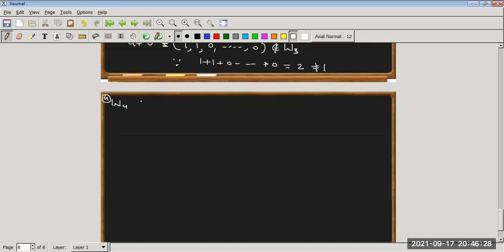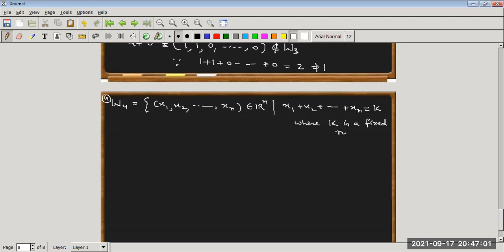Let us take the fourth example. x1, x2 up to xn belongs to Rn. If we take the sum x1 plus x2 plus up to xn, let it be k, where k is a fixed real number. In the previous example, we fixed k equal to 1. You can fix k equal to 2, 3, 4, 5.